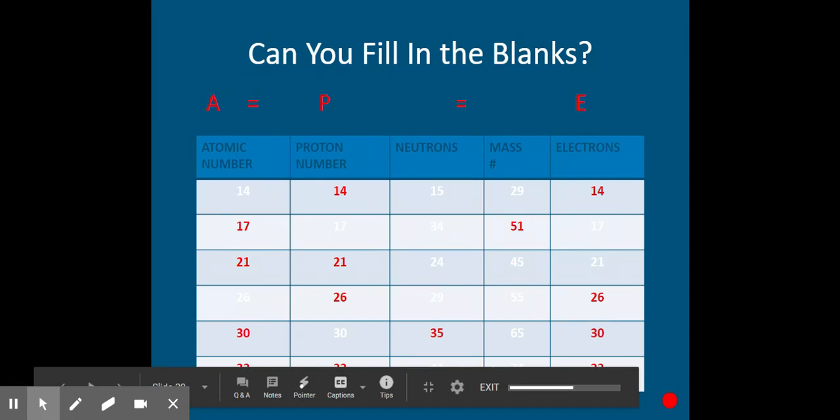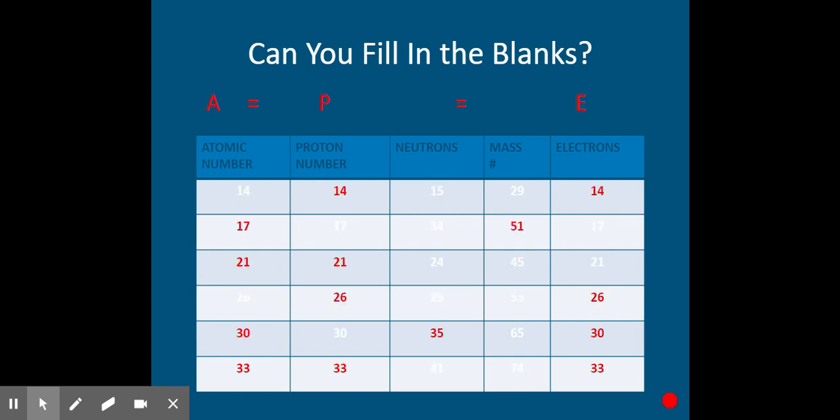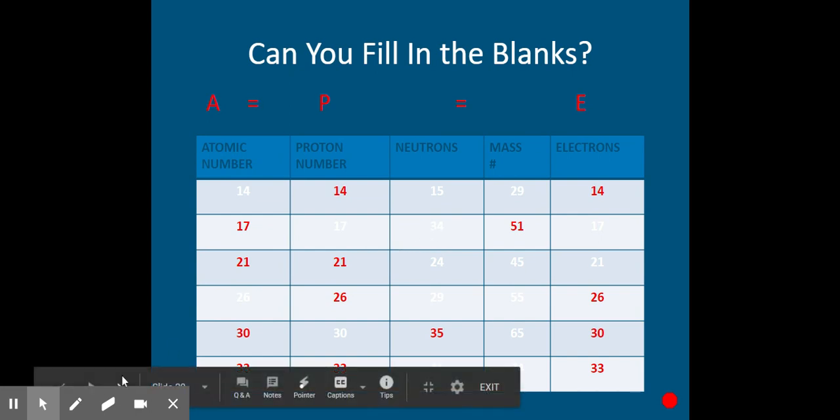So hopefully you got the atomic number and the proton number being the same. You were given the white values. They just were black and turned white here. The red ones are what you should have been able to fill in. So knowing your atomic number gave you your proton number and your number of electrons. And in the second one, knowing your protons gave you the atomic number. And your mass number was your proton number plus your neutron number.